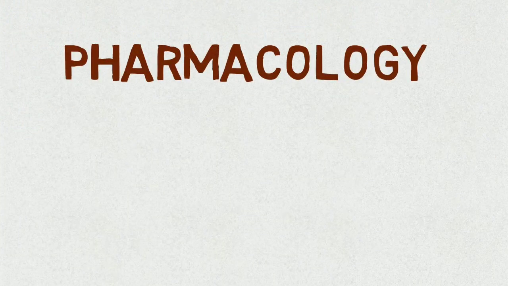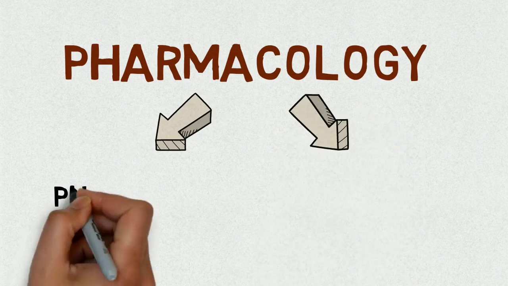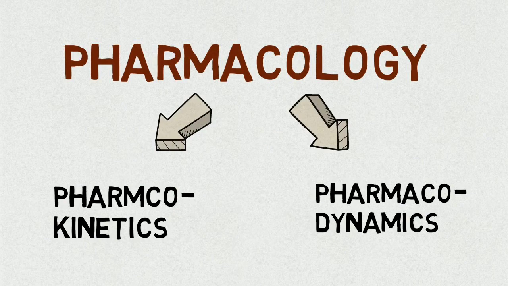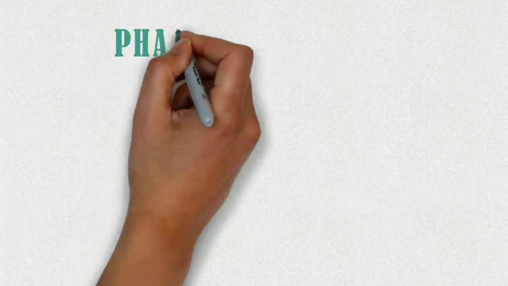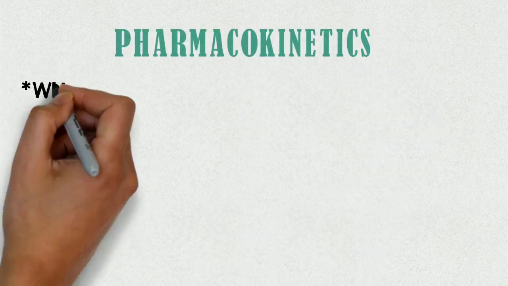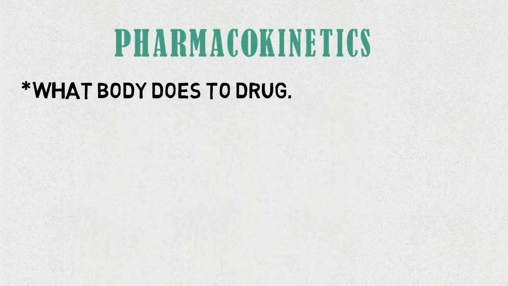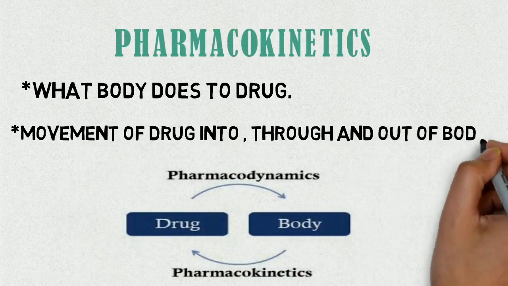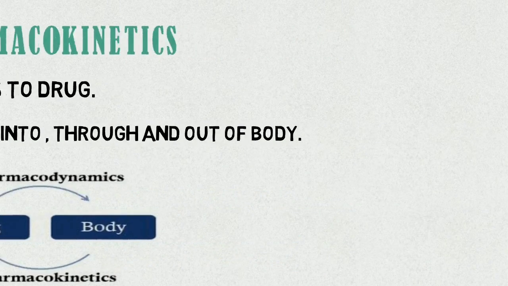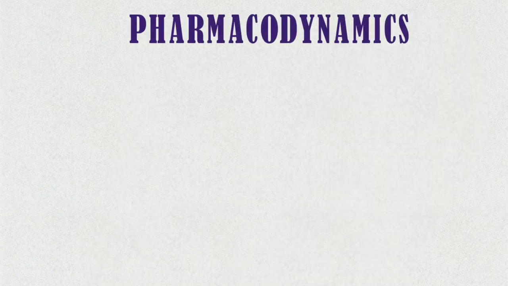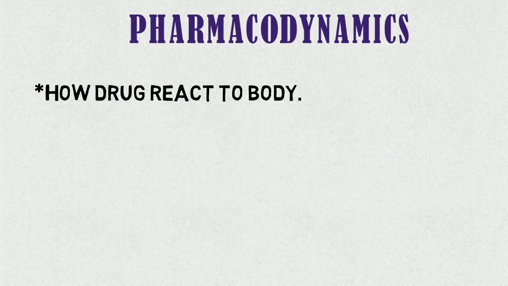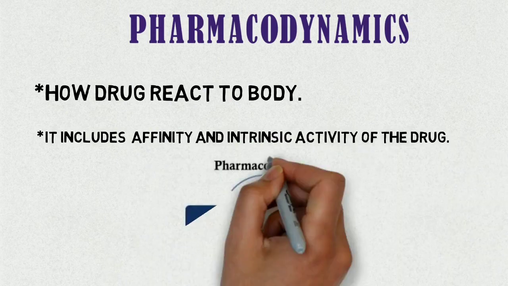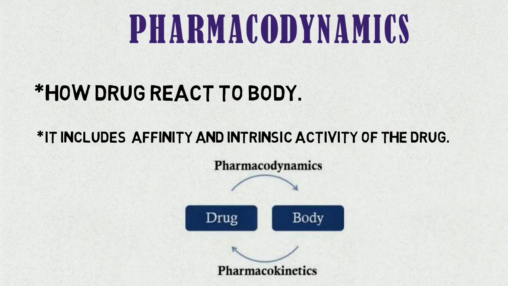Now, pharmacology is mainly divided into two classes, that is pharmacokinetics and pharmacodynamics. Let's start with pharmacokinetics. Pharmacokinetics is the study of what our body does to the drug, or the movement of the drug into, through and out of the body. Now, pharmacodynamics. It is the study of what the drug does to our body. It includes the affinity and the intrinsic activity of the drug, as you can see from the picture.